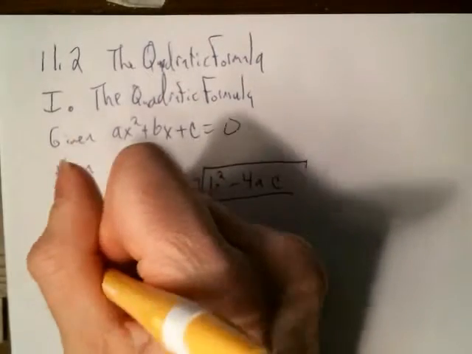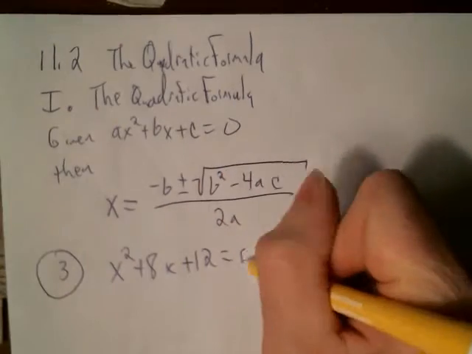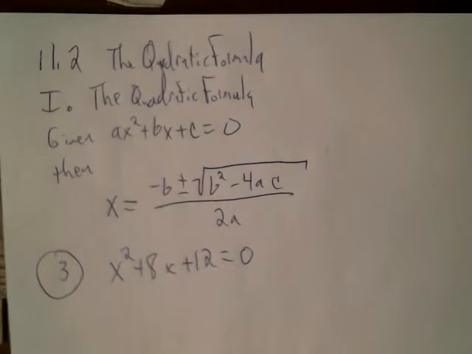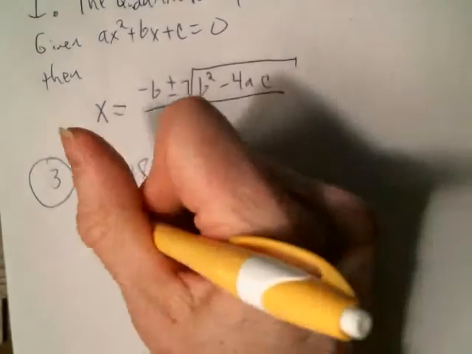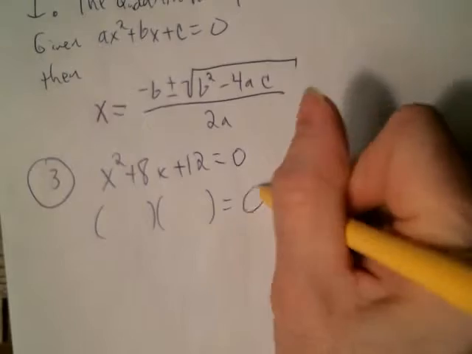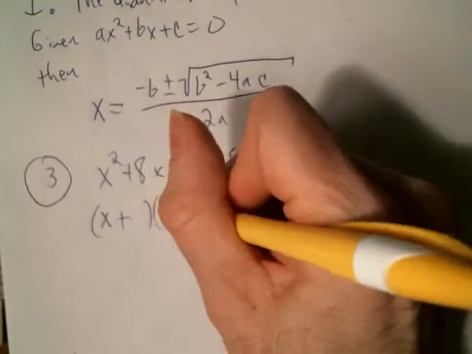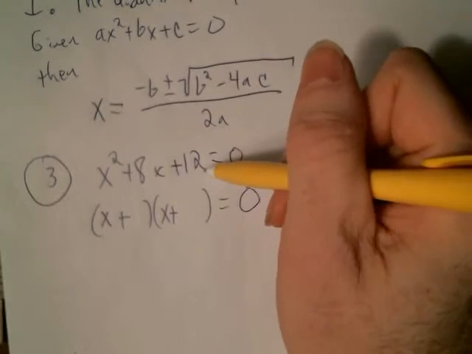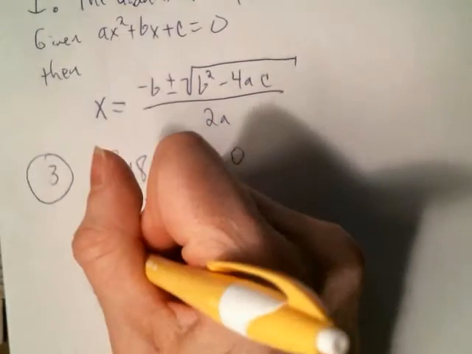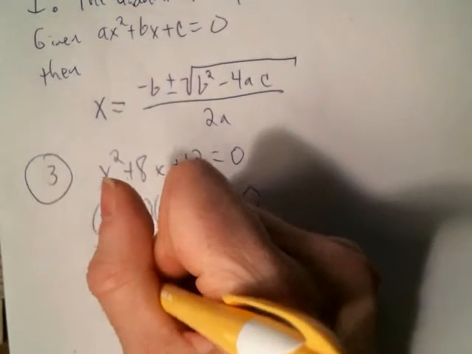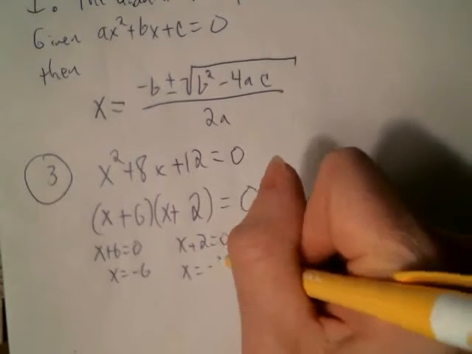Let's take a look. So number 3, we have x squared plus 8x plus 12 is 0. We have two ways of solving this as of right now. The easiest way, and the way you always want to try first, is to just factor it. So this would be x plus, you want two numbers that multiply to 12 but add to 8, so 6 and 2. Then set each part equal to 0 and solve. So x plus 6 is 0, x is negative 6, x plus 2 is 0, so x is negative 2.